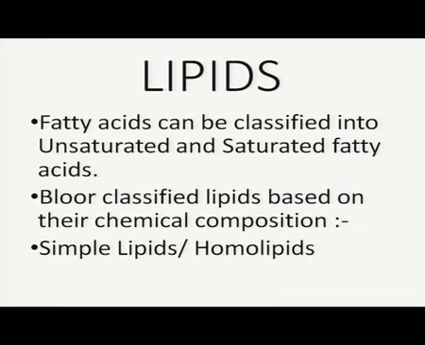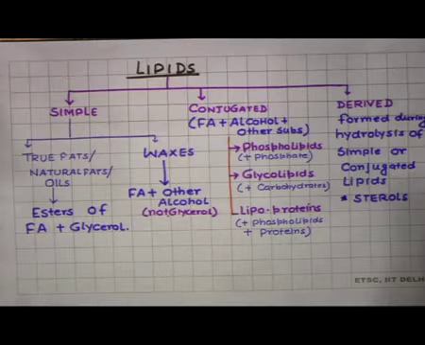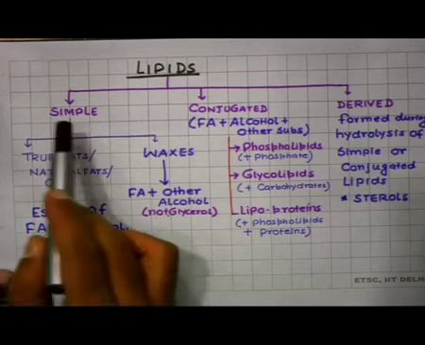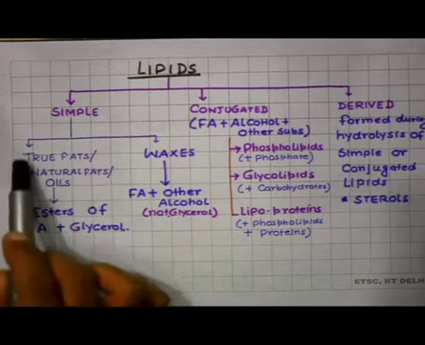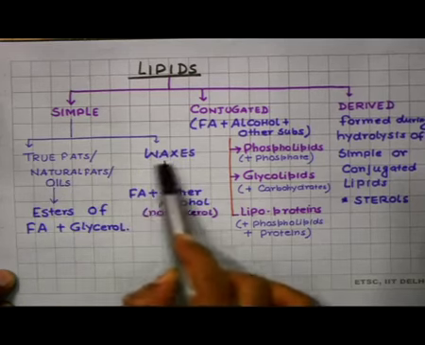These are the classification. First of all, the lipids have been classified into simple lipids, conjugated lipids and derived lipids. Simple lipids, which are called homolipids, for example fats and oils. They are also called triglycerides. These simple lipids are known as natural fats or oils, and the second part is waxes.